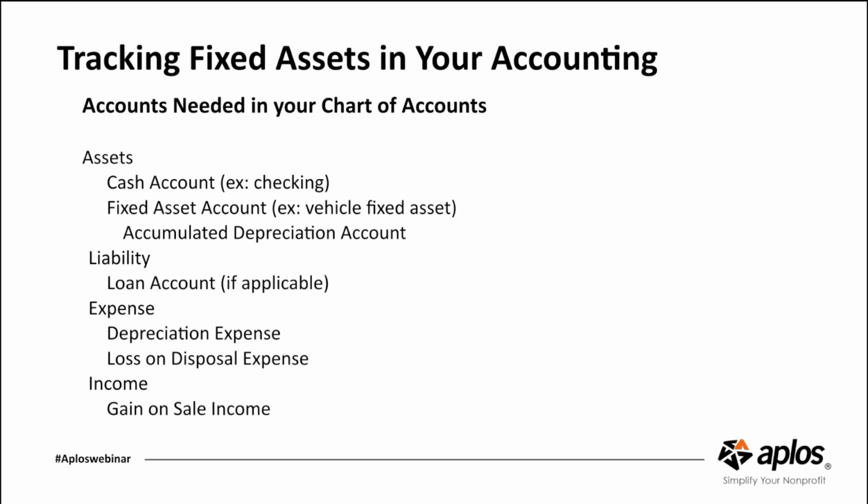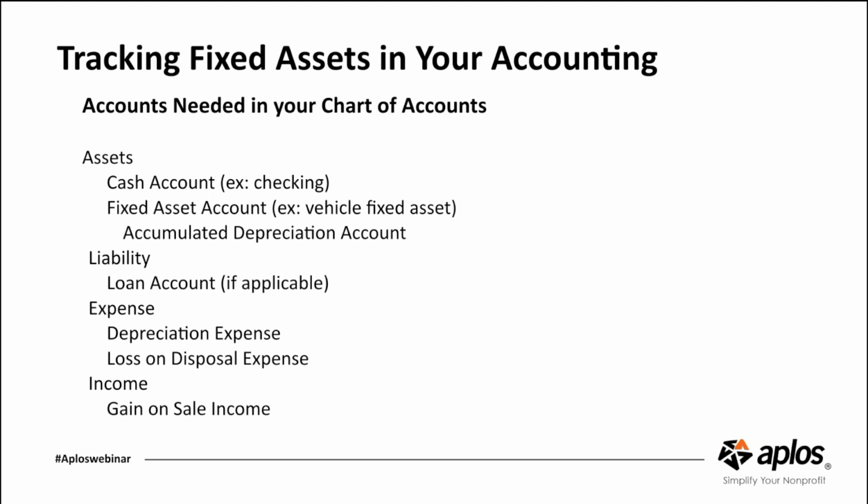So how does all of that now boil down into how it works in your accounting? Well, the accounts that you're going to need are in a couple different categories. First, your assets. In your chart of accounts, you will want to have a cash account, just checking or something, to show how you paid for the asset. And then you also want an asset account set up for the fixed asset itself. So if you bought a car, you want a vehicle asset account to track the value of the asset.